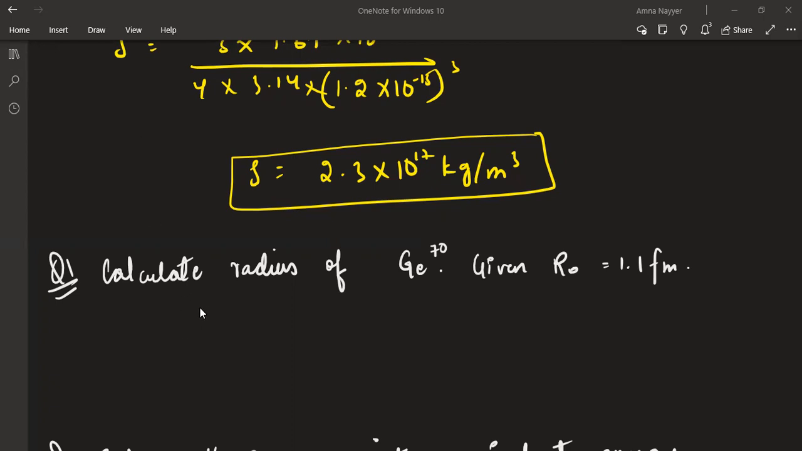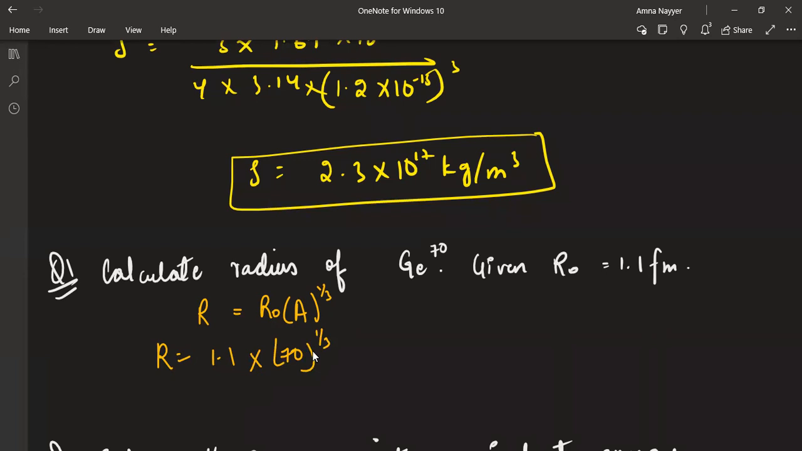Now see, how do we write R? Radius we have to find out. Radius is R naught multiplied by the cube root of the mass number. So R naught is given as 1.1. I'm not converting to meters, so that we get the final answer also in fermimeters. 1.1 times 70 to the power 1 by 3.